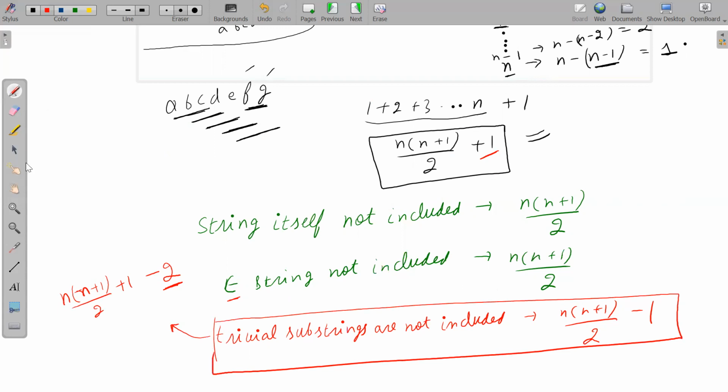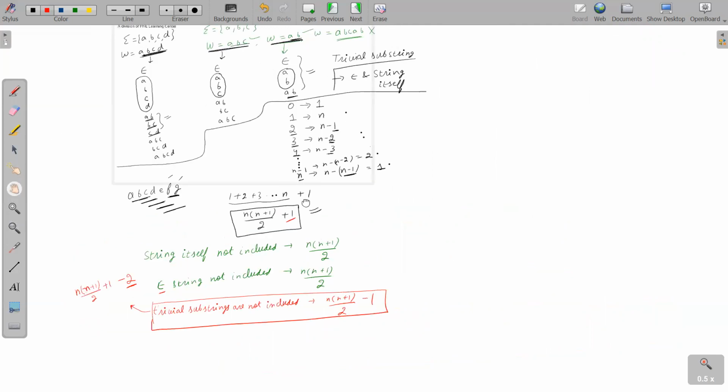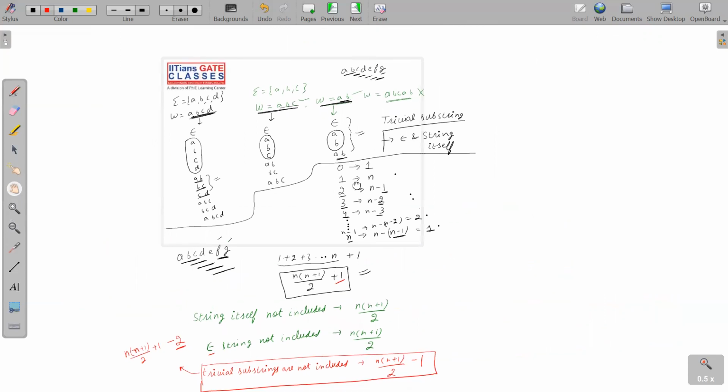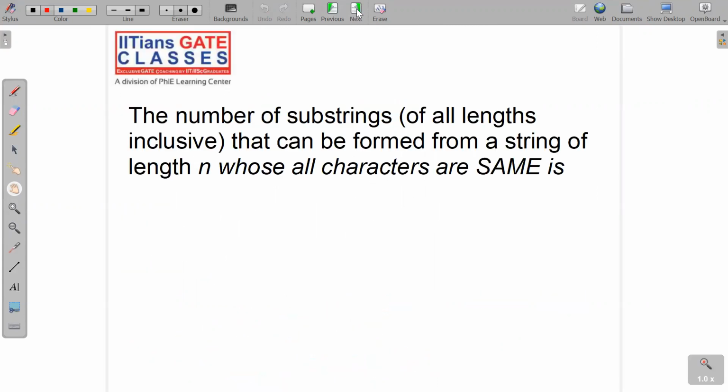Let me put everything on one slide so that you can note it down. Please note down all these things. The answer will be n into n plus 1 by 2 plus 1. If the string itself is not included, then n into n plus 1 by 2. If the null string is not included, then n into n plus 1 by 2. And if trivial substrings are not included, then n into n plus 1 by 2 minus 1. I hope I have made the point clear to all of you. Now let's move to the next question.